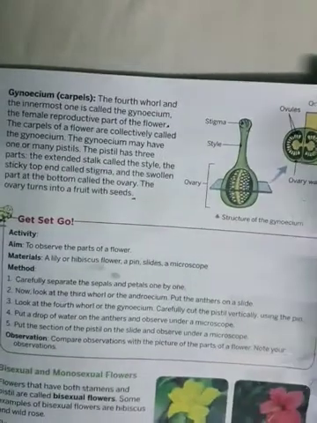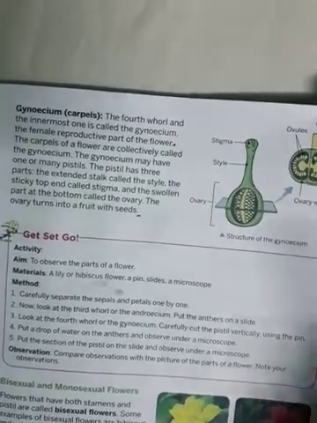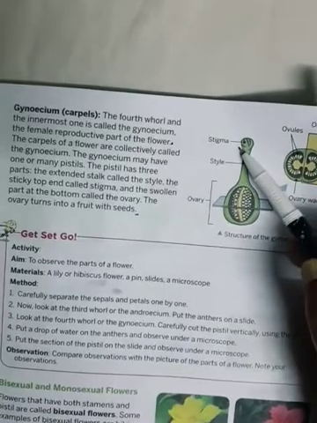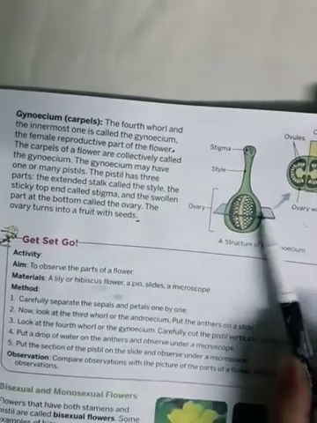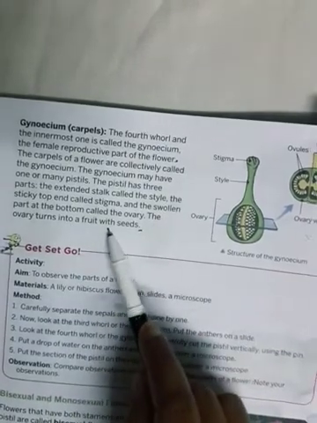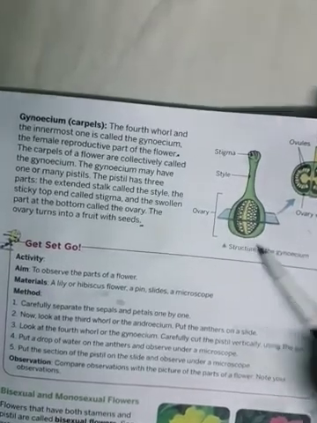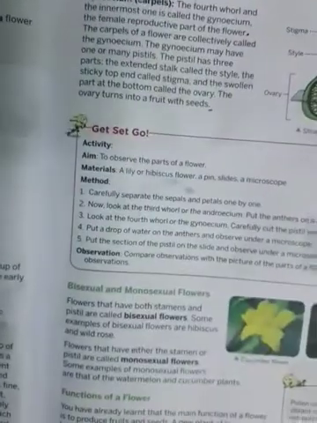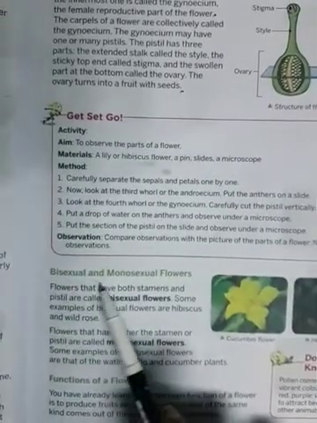So in this diagram, can you see this stalk, the extended stalk? This is called the style. Okay. The sticky top called the stigma. This is the sticky top, okay, which is called the stigma, and the swollen part at the bottom called the ovary, and this is the ovary. The ovary turns into a fruit with seeds. Okay, this is the ovary which turns into a fruit with seeds. Okay, children. Now coming to the next heading, which is bisexual and monosexual flowers.